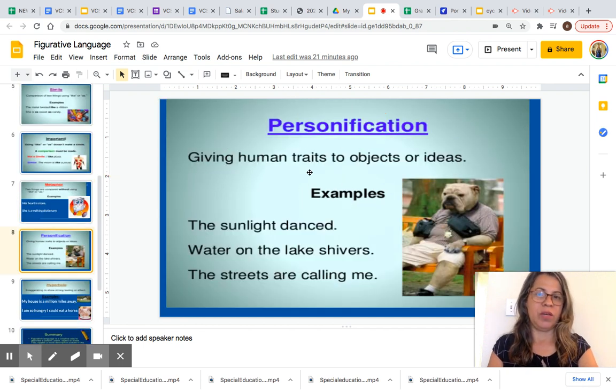Personification, giving human traits to objects or ideas. Examples: the sunlight danced. As we know, the sunlight doesn't dance, it just means that this person saw the sunlight moving. Water on the lake shivers. The streets are calling me. The streets are calling me is a personification because a street is an object and it doesn't call you, it just means that this person really wanted to go out.